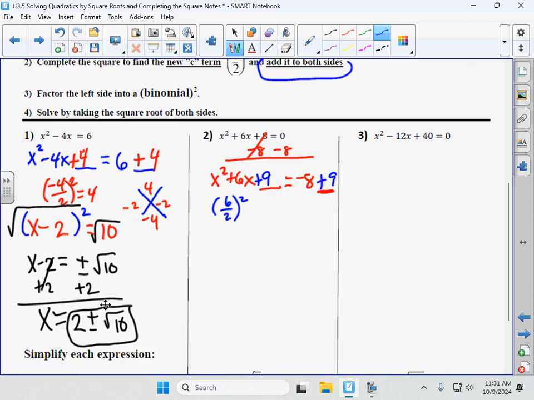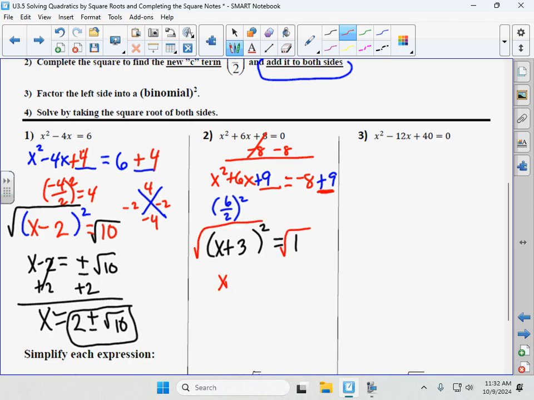Now we're going to factor the left side. Again, it's going to factor into a binomial squared. So we need two numbers that multiply to 9 but add to 6. That's 3 and 3. So that's going to factor into x plus 3, or x plus 3 squared, equals negative 8 plus 9 is 1. Now we'll square root both sides.